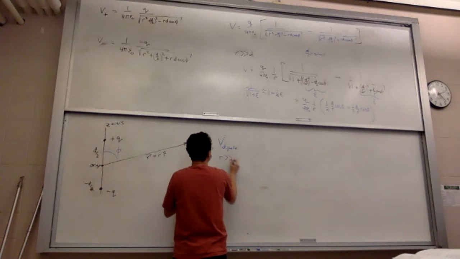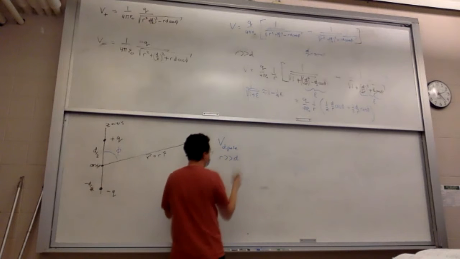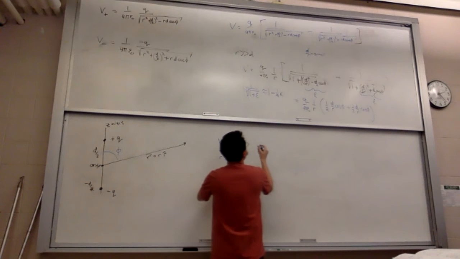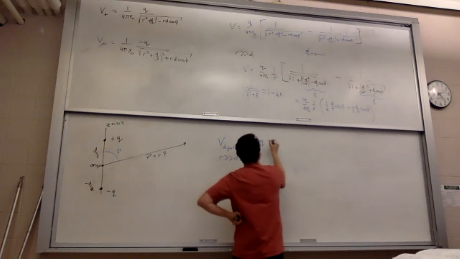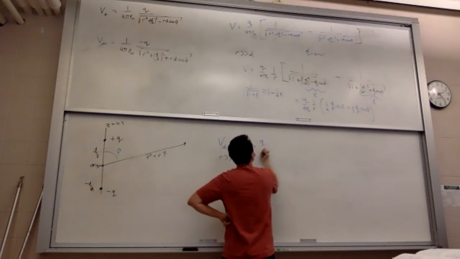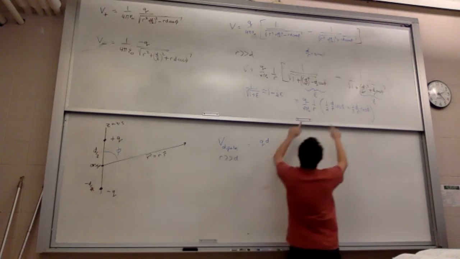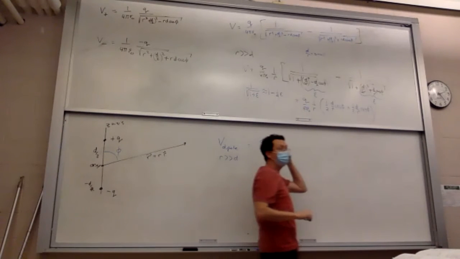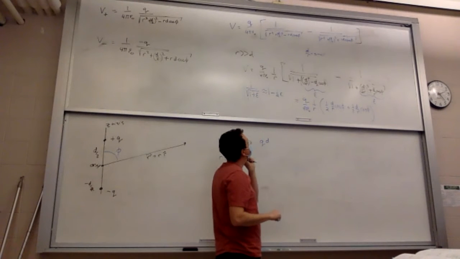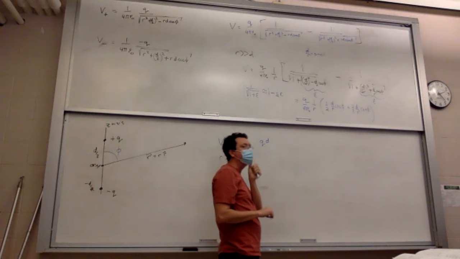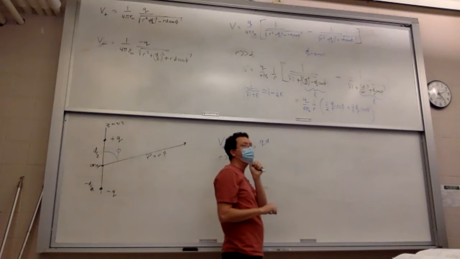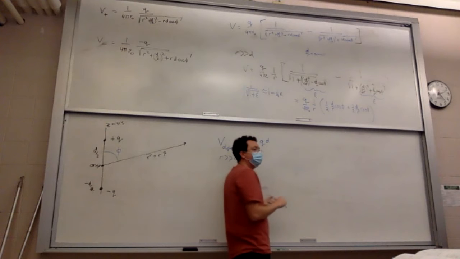So I get the potential for a dipole for R much, much bigger than D. It's going to be Q, let's try to rewrite that. A good way to do that would be Q times D. Why would I regroup those together? Haven't we seen Q times D before? Yes, we did, with electric fields. It's exactly the same thing. Q times D was the dipole moment.